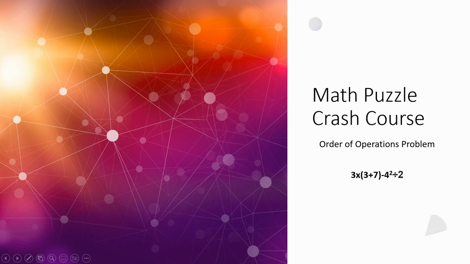I wanted to work on an order of operations problem just to highlight some of the features. This problem's a little more complicated maybe than some that I've had in the past, and you're welcome to go to the channel and take a look at some of the other problems, but this one is 3 times the quantity 3 plus 7 in parentheses, minus 4 to the second power, so we have an exponent, and then divided by 2.